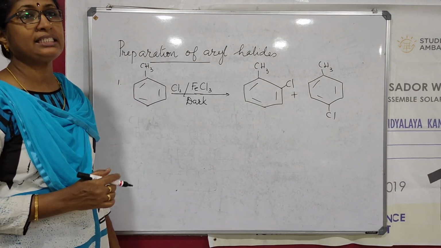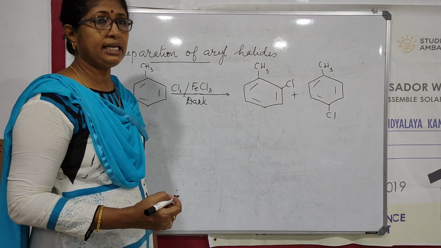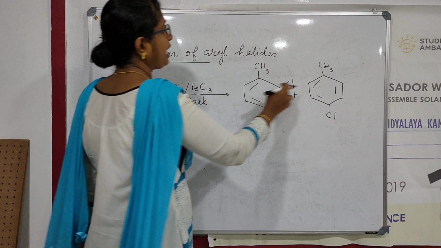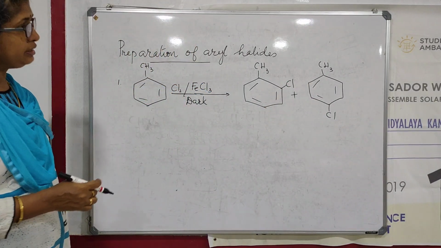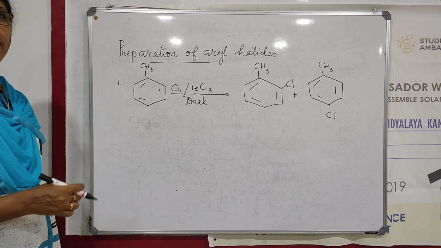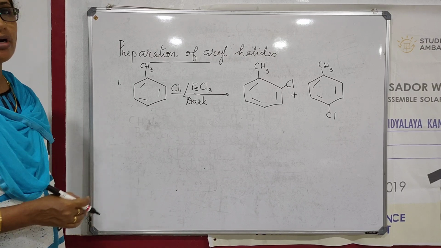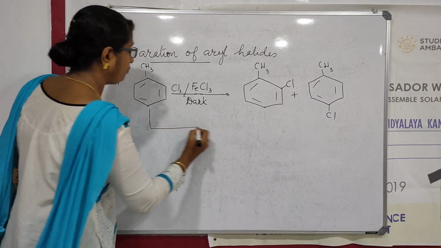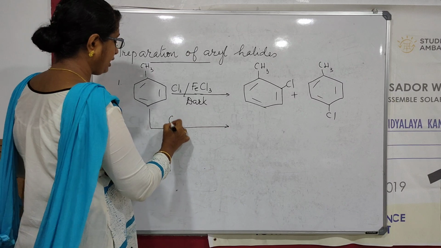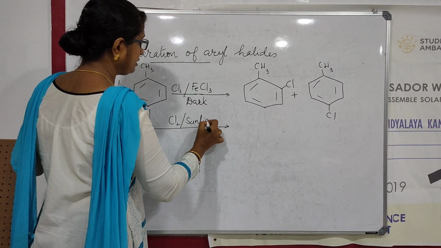And how is this mixture separated? It is separated by distillation because there is a large difference in boiling point between the two, so we can use fractional distillation to separate this mixture. Now if this same toluene is treated with chlorine in sunlight, can you tell me what happens?